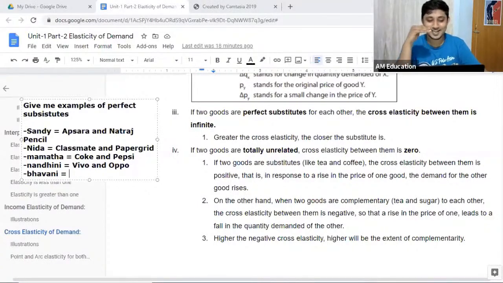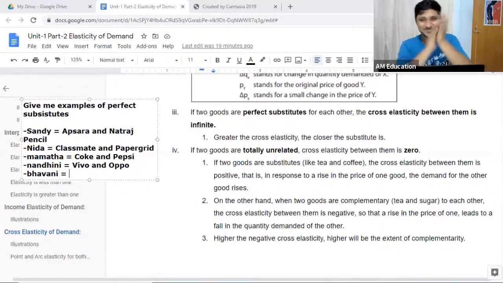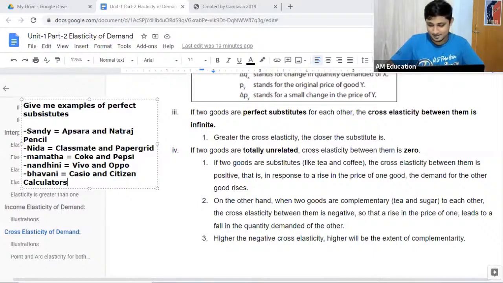Actually, Coke and Pepsi is a great example, Mamta. And even Oppo also, and Classmate and Paper Grid also. Now, Bhavani, you just try to think of things. Someone wants to give a second example? We can help out Bhavani. Bhavani: Sir, Casio and Citizen calculators. Wow! Casio and Citizen calculators. Lovely, Bhavani.